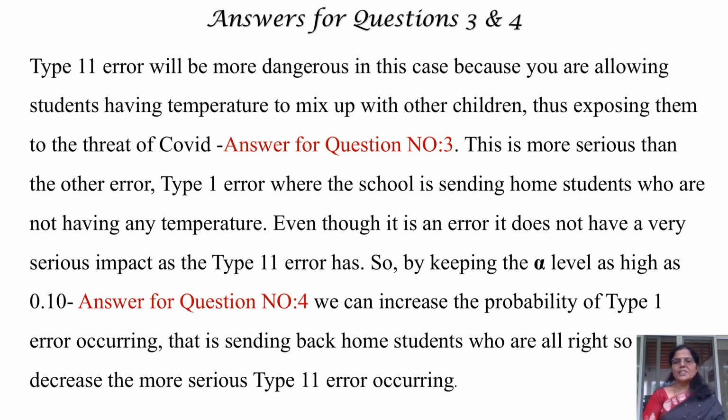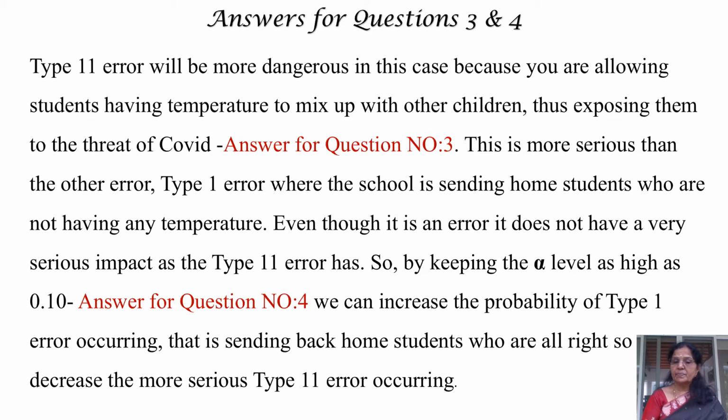Now, what is question number 3? What does question 3 say? It says which is more dangerous? Type 1 error or type 2 error? So the answer is type 2 error will be more dangerous in this case because what is type 2 error? That is, we are allowing students having temperature to mix up with other children, thus exposing them to the threat of COVID. So option B is the answer for question number 3, which is more serious. Because this type 2 error is more serious than type 1 error.